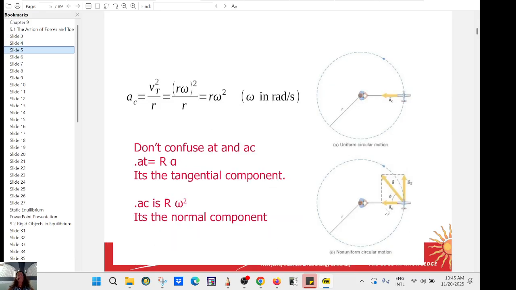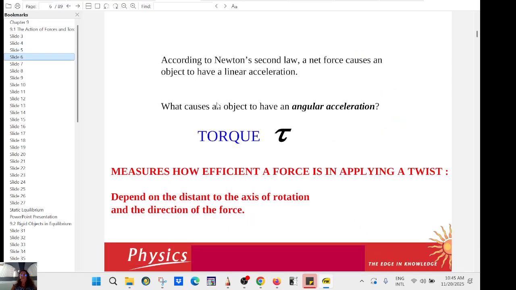For the centripetal acceleration, you have to use this equation you remember from last unit, v squared over r. v is r omega, so you get this relationship when you want to connect linear kinematics and rotational or angular kinematics. Okay? Any question?